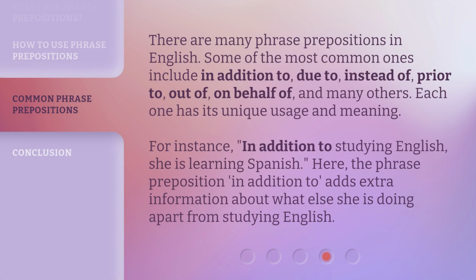There are many phrase prepositions in English. Some of the most common ones include in addition to, due to, instead of, prior to, out of, on behalf of, and many others. Each one has its unique usage and meaning. For instance, in addition to studying English, she is learning Spanish. Here, the phrase preposition, in addition to, adds extra information about what else she is doing apart from studying English.